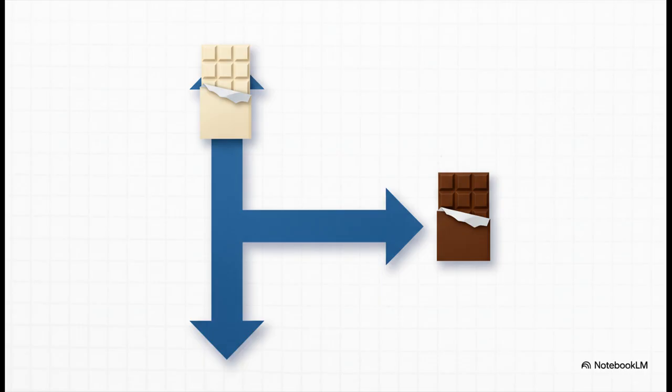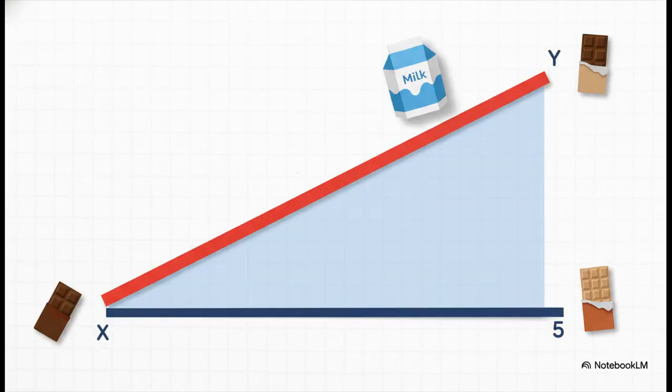And the vertical Y-axis will be the number of light chocolate bars, also in millions. Simple enough? Okay, let's plot our first constraint, milk. The rule was X plus Y has to be less than or equal to 5. To graph it, we just find the extremes.